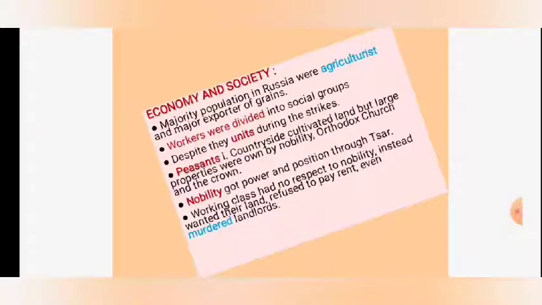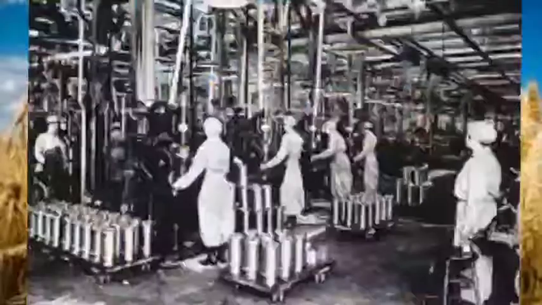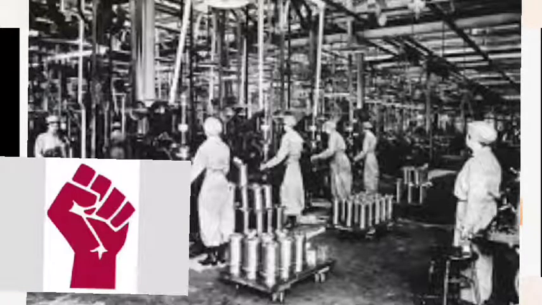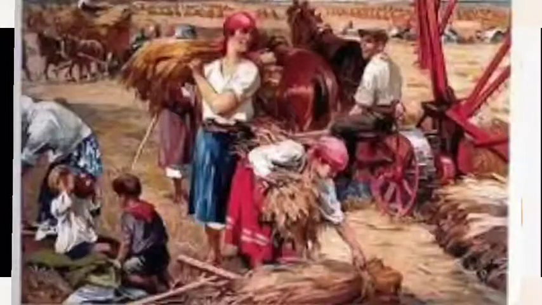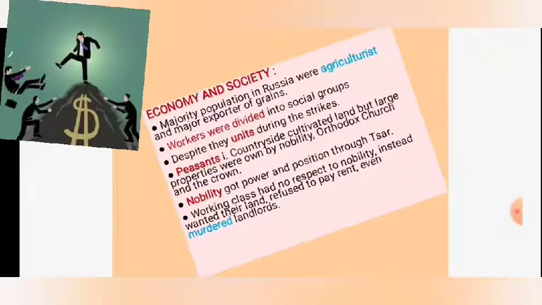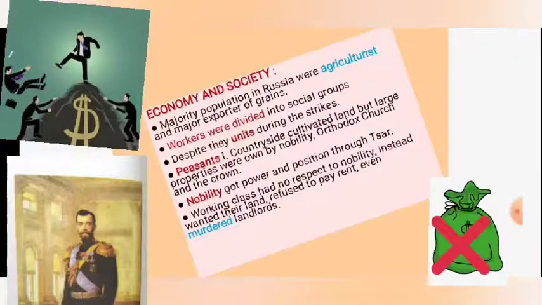The majority of the population in Russia were agriculturists and major exporters of grain. Workers were divided into several social groups, despite being united during the strikes. Peasants in the countryside cultivated land, but large properties were owned by the nobility, the Orthodox Church and the crown. Nobility got power and position through the tsar, and the working class had no respect for the nobility. Instead they wanted their land. They refused to pay them rent, and most of the time differences arose and they murdered the landlords.